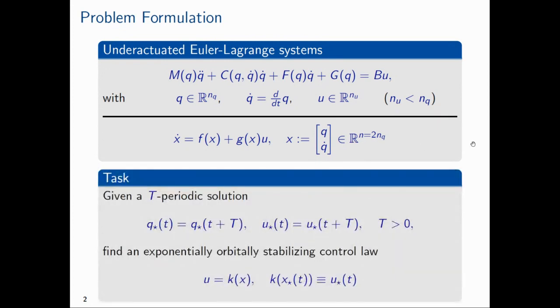So with this in mind, the task we consider in the paper is the following. Given a T periodic solution, here denoted by capital T, denoted by the star subscript as shown here, and with a known nominal control input u star, the task is to find an exponentially orbitally stabilizing controller, given here as a mapping K, which is completely state dependent, and such that the corresponding closed loop system admits this desired periodic solution x star as an exponentially stable limit cycle, at least locally.